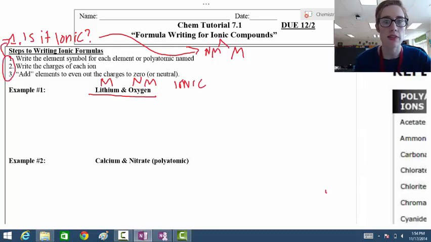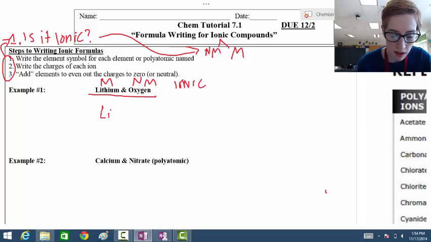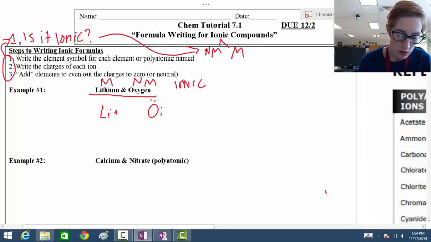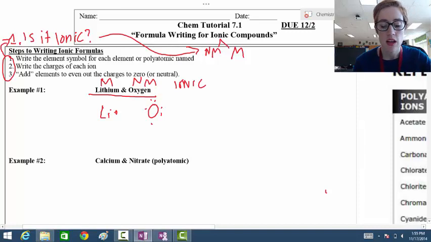The first thing I do is write the symbol for each element. So lithium symbol is this, oxygen symbol is this. Lithium is in group 1, so it has 1 valence electron. Oxygen is in group 16, so it has 6 valence electrons. Something to remember is that when you're drawing the dots, do not pair up your dots on one side until every side has a dot on it. So if you're looking at your oxygen and there's one side of oxygen that doesn't have dots, then you drew it wrong. Make sure every side has a dot before you pair them up.